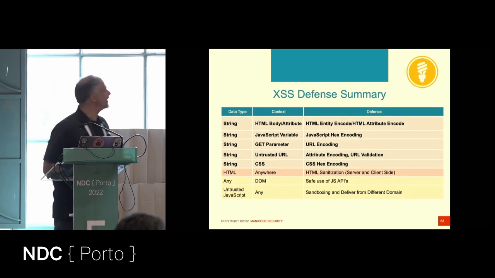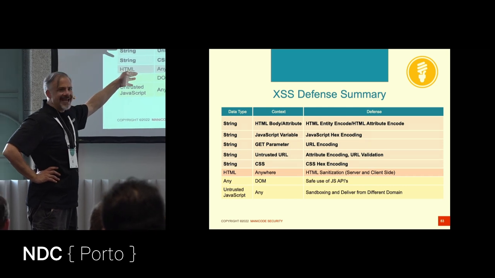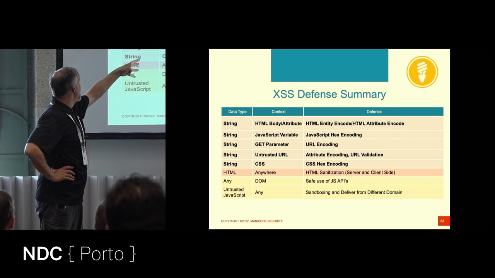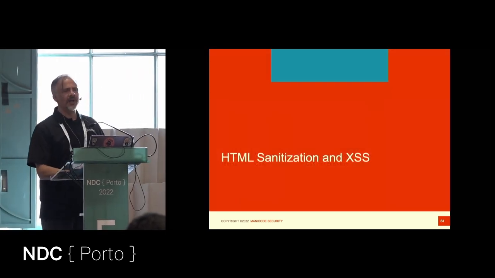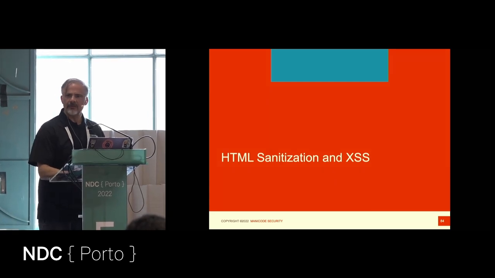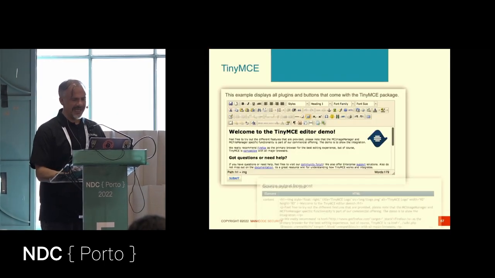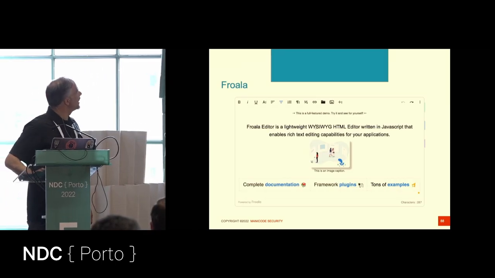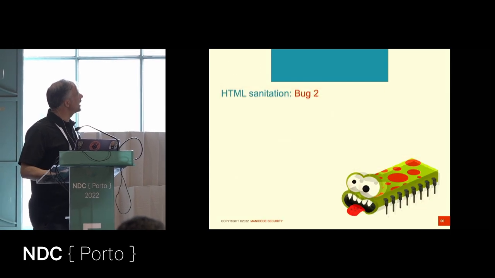That takes us to here. Remember, what I'm saying here is, if you want to display data exactly like the user typed it in, then rely on encoding. But what happens if you want to do HTML rendering of a user's input? I use this a lot. Like I use TinyMCE. This is a WYSIWYG editor.